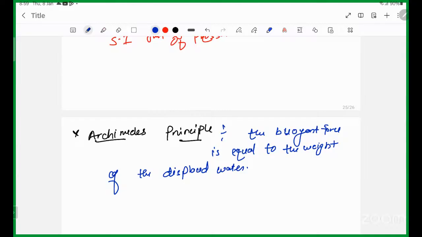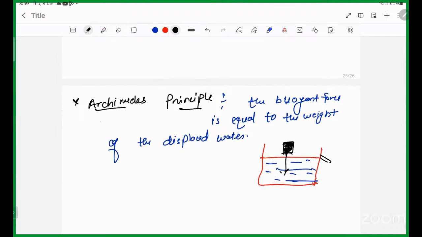water. In this case, if this is the container and this much is water, and if we drop a one cubic piece of iron like this, if it goes inside, the amount of water displaced from here is equal to the buoyant force given by the water. It's always equal to the buoyant force given by the water.